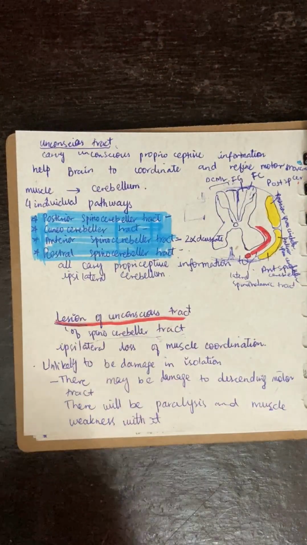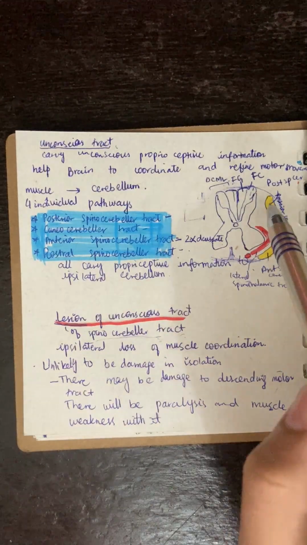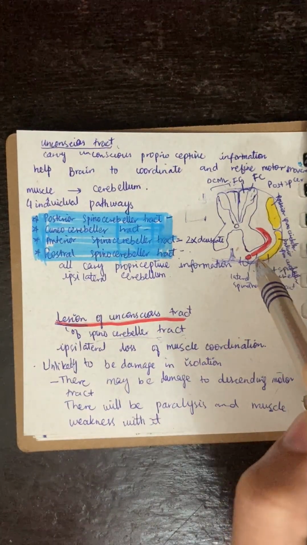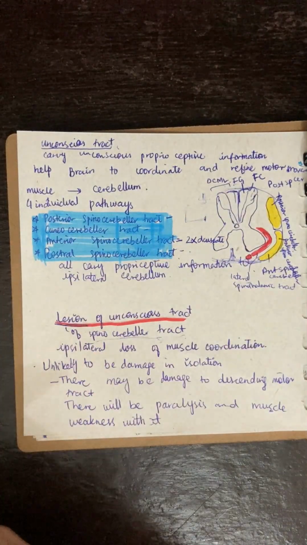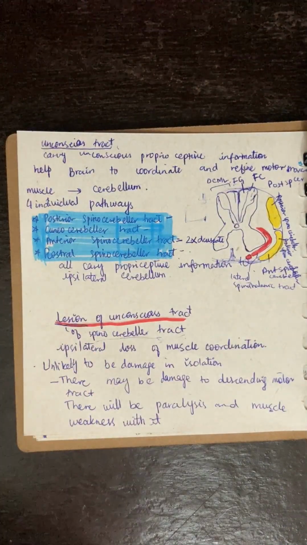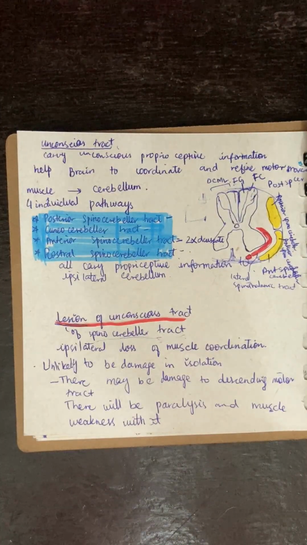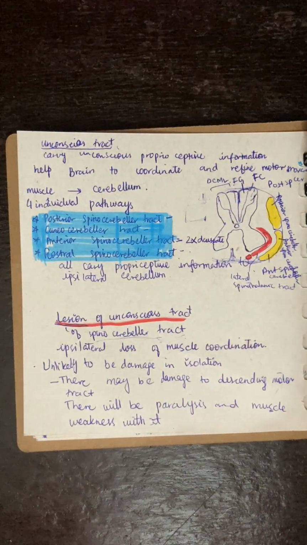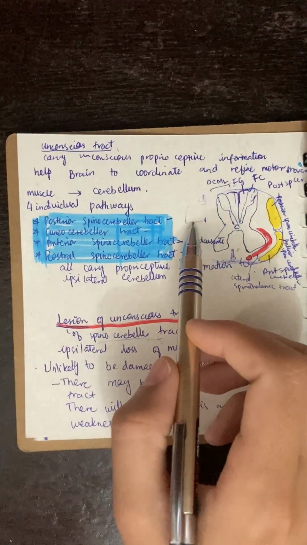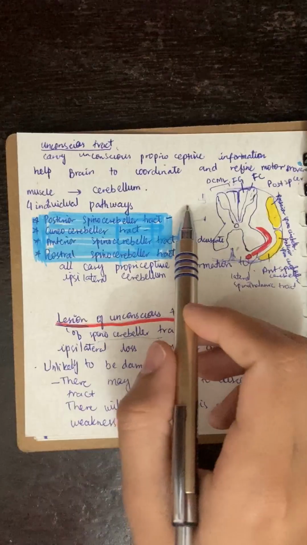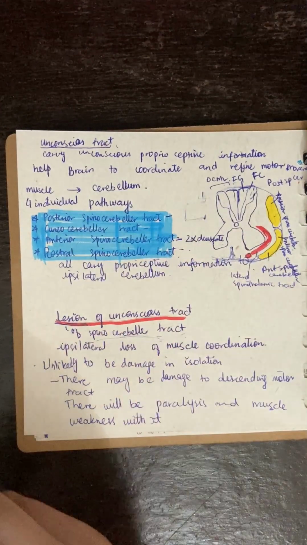There are four individual pathways here. One is the posterior spinocerebellar tract, another is the anterior spinocerebellar tract, the cuneo-cerebellar tract, and the rostral spinocerebellar tract. There is no decussation in three of them, while the anterior spinocerebellar tract decussates two times. It decussates once and comes to the other side, and then there is another decussation and the information is carried to the ipsilateral side of the cerebellum.